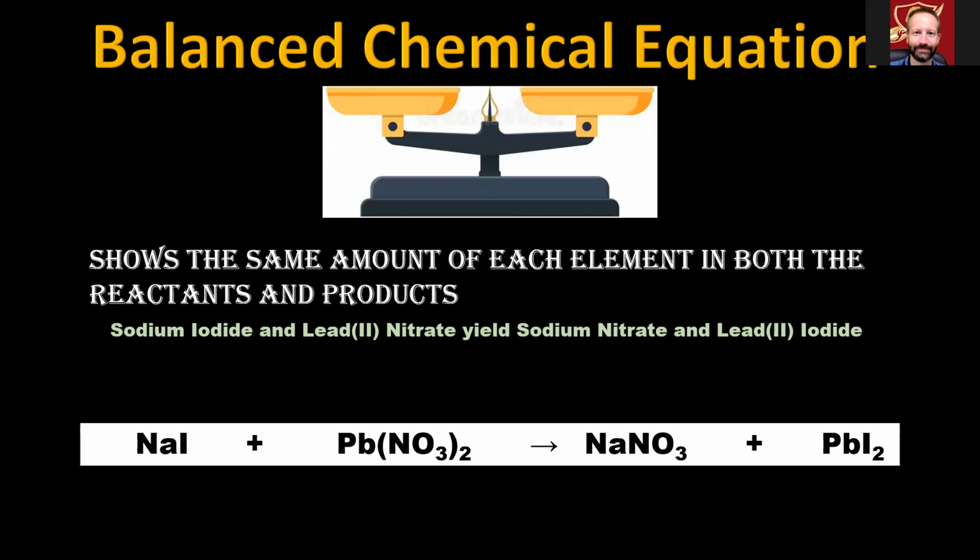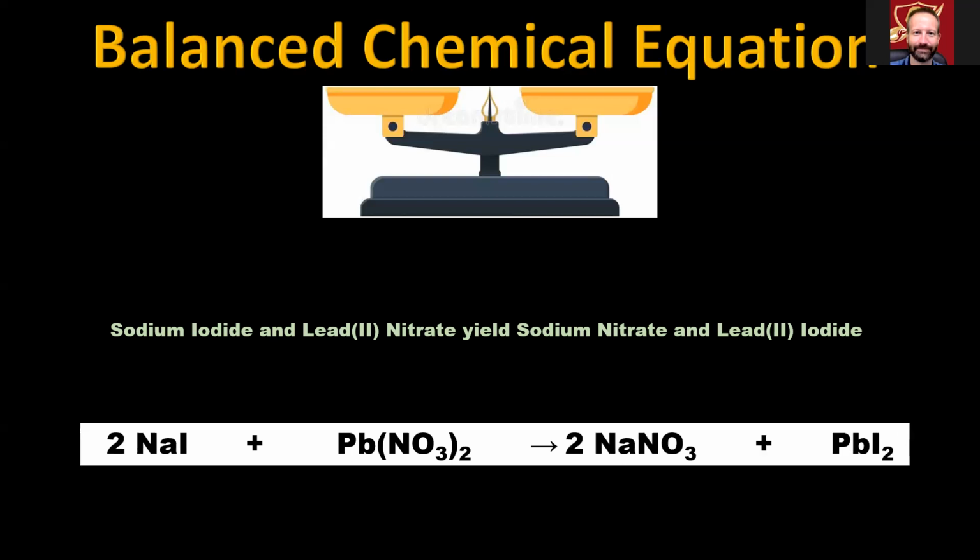That will be your job to figure out what numbers go in front, what coefficients go in front of these to make it balanced. Okay. So there's my end result. I needed to have 2 groups of NaI and 2 groups of NaNO3 in order to balance the whole thing out. That is going to be an expectation, that I can give you an equation and you can bring it to a balanced chemical equation. All right.